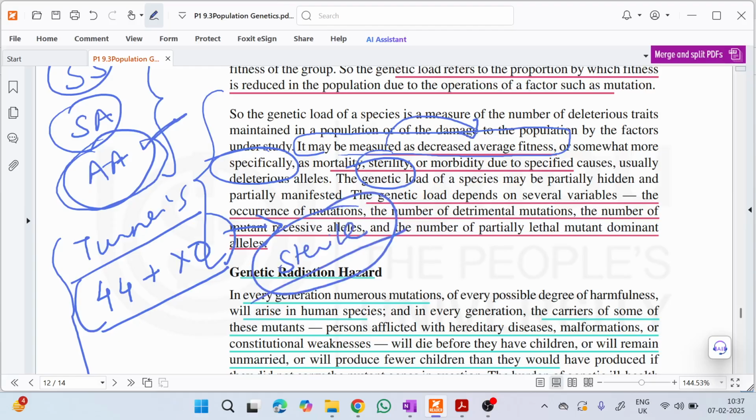So they do not produce children or they are not fertile. In that case, their DNA, their genes will not be transmitted. So this is another way of removing the deleterious alleles.